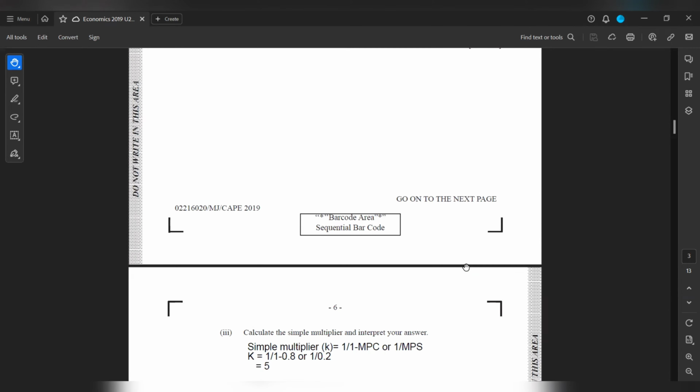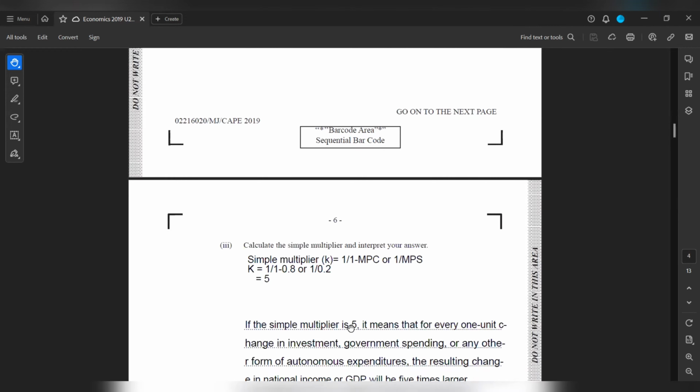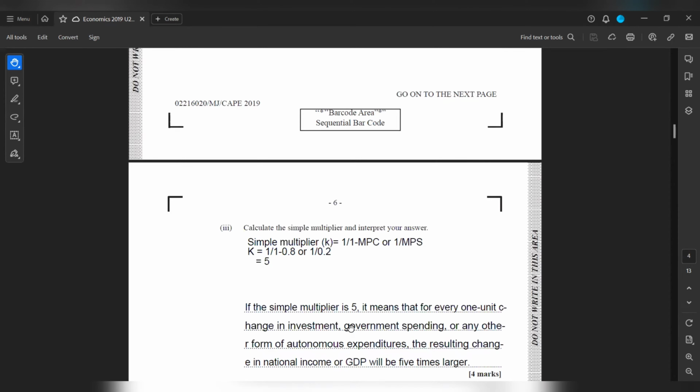Calculate the simple multiplier and interpret your answer. The simple multiplier will be 1 over 1 minus MPC, or 1 over the MPS. And that will give us K, the simple multiplier, being equal to 5. If the simple multiplier is 5, it means that for every 1 unit change in investment, government spending, or any other forms of autonomous expenditure, the resulting change in national income or GDP will be 5 times larger.